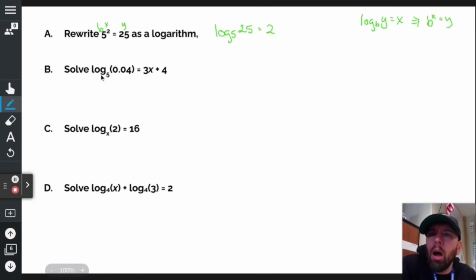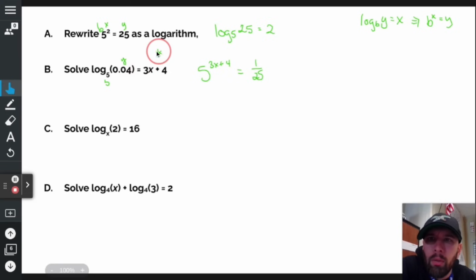All right, I'm going to do the same thing here. I'm going to rewrite that as that, so you would be my b, you would be my x, and you would be my y. And so I'm going to write this as 5 to the 3x plus 4 equals 0.04, which is the same as 1 over 25. I mislabeled these, by the way. No one will ever know the difference.